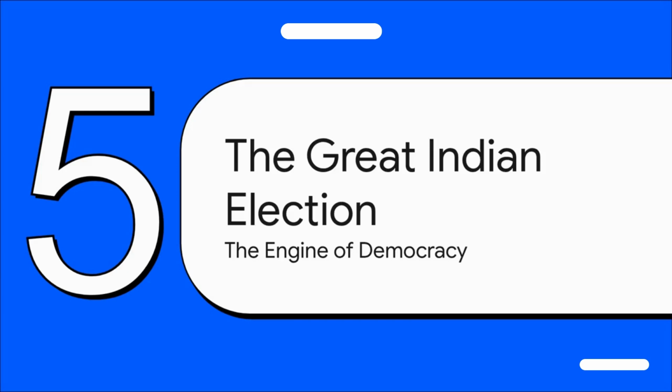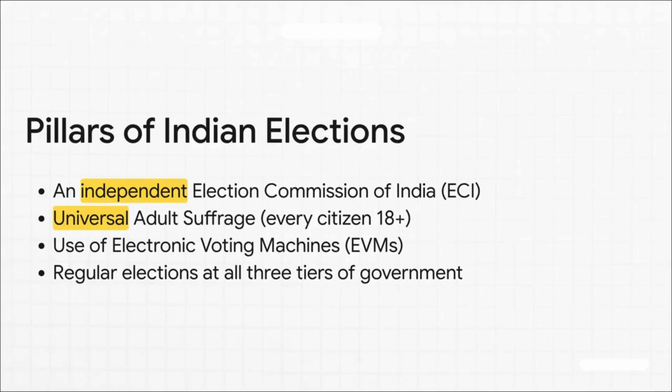So finally, how is this entire multi-layered, complex system actually powered? Well, it's through one of the greatest human endeavors on the entire planet, the Great Indian Election. This whole massive process rests on four key pillars. First, you have a completely independent Election Commission with the power to oversee everything and keep it fair. Second, universal suffrage. Every single citizen over 18 gets a vote. Third, the use of electronic voting machines for speed and security. And finally, the simple promise of regular elections at every single level of government.